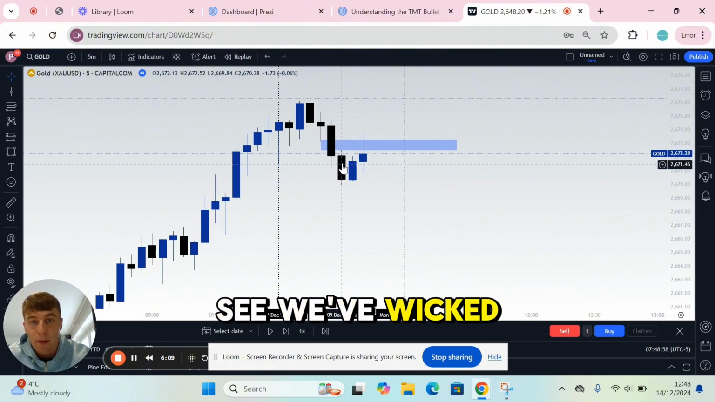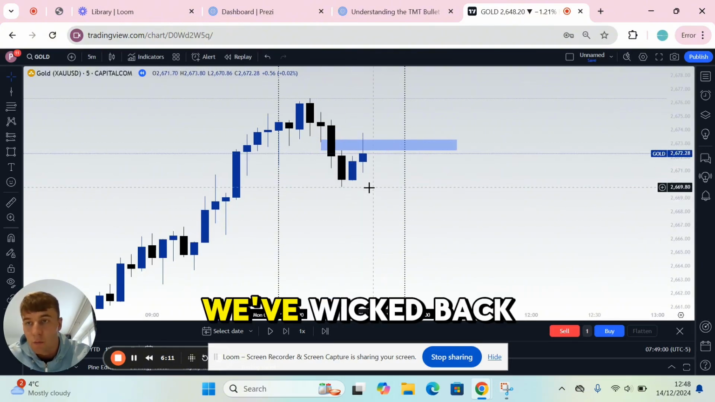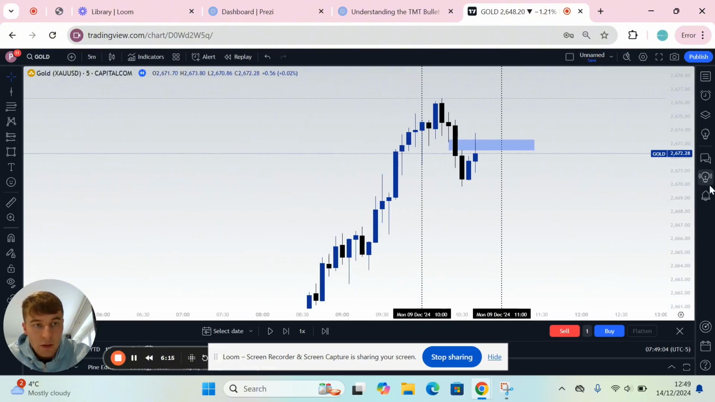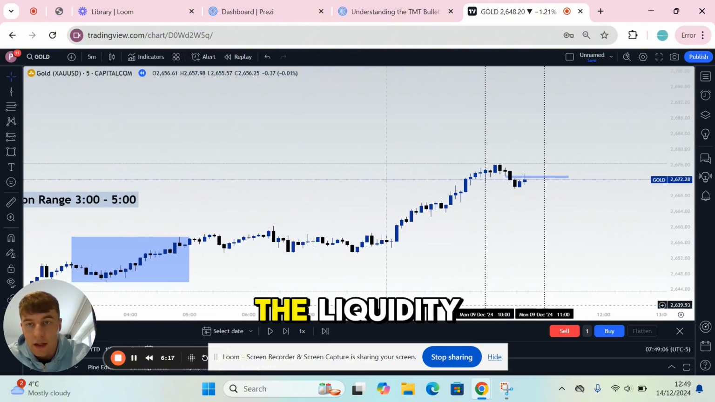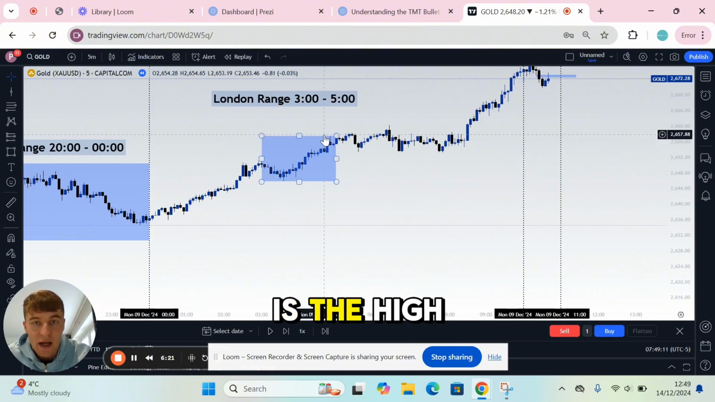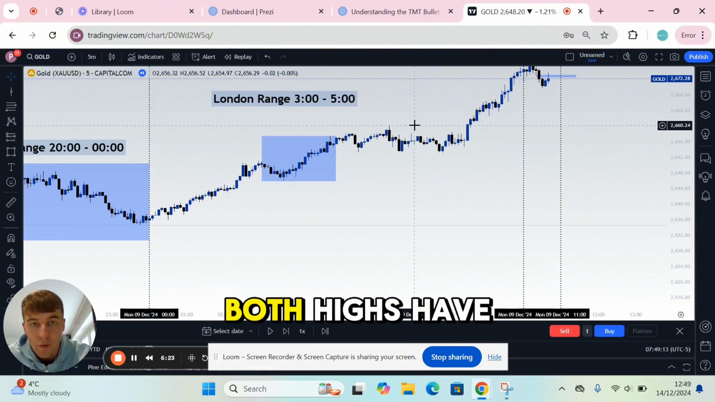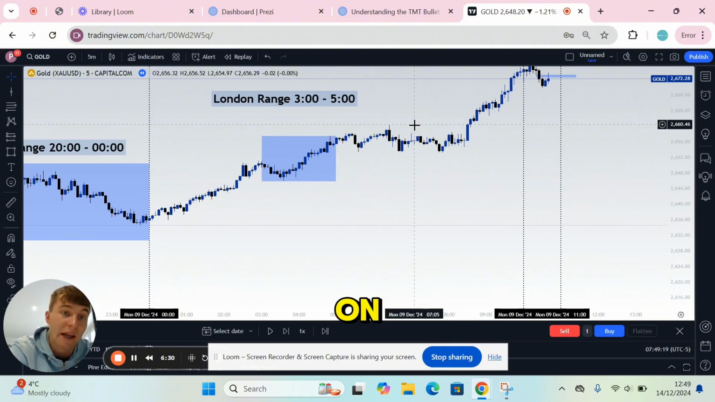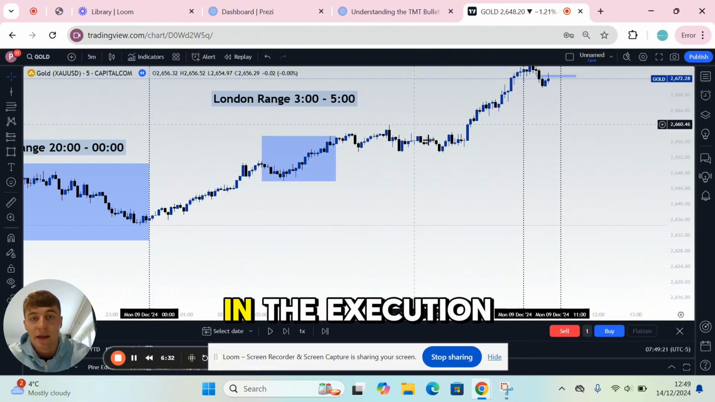As you can see, we've wicked back in. So we've got the fair value gap here. Sorry, I didn't really mention the liquidity. As you can see, this is the high, and this is the high in the London session. So both highs have clearly been taken out. So now we've got to see if we can get a bearish fair value gap in the execution zone.